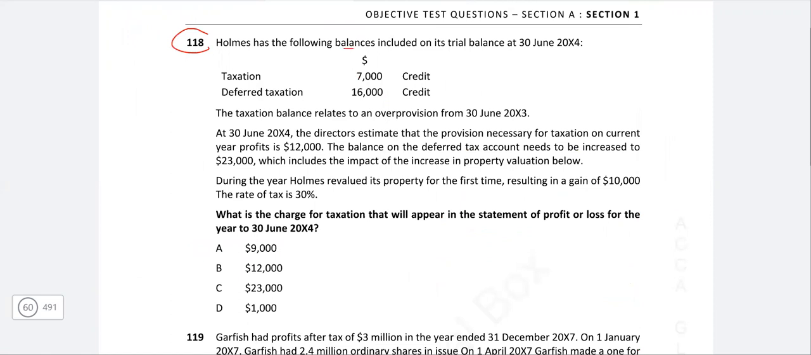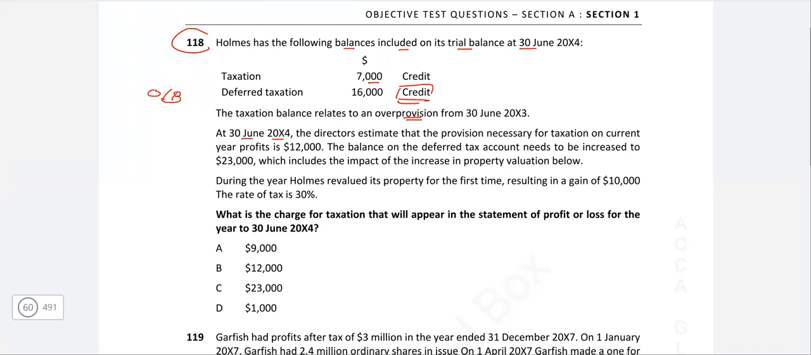Holmes has the following balances included on its trial balance at 30th June 20X4. Taxation 7,000 credit, and we know again it's an over provision. And the deferred taxation of 16,000. This is the opening balance of the deferred tax liability. How I figured out that this is a deferred tax liability: because this is on the credit side. If it was on the debit side, then this was a deferred tax asset. Because it's on the credit side, it's a deferred tax liability.